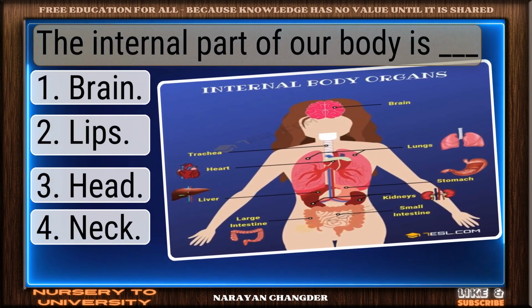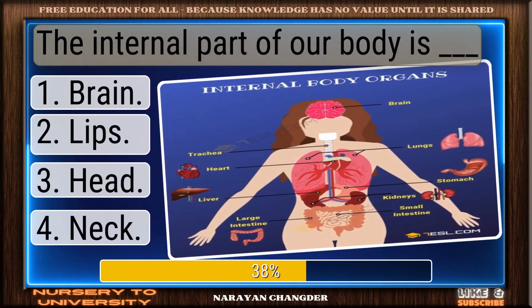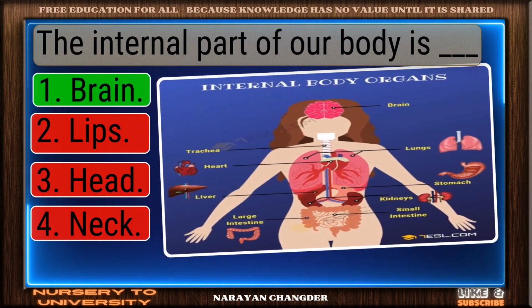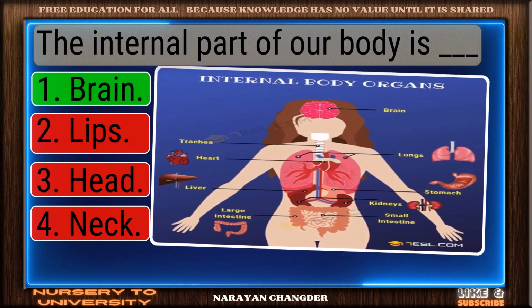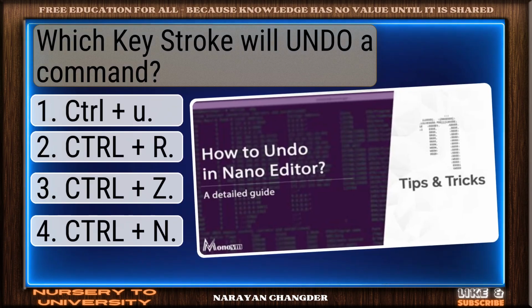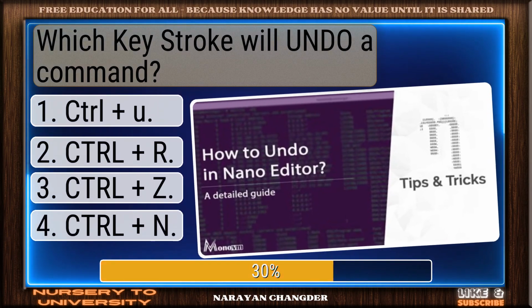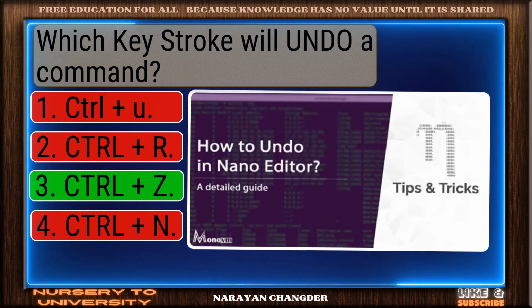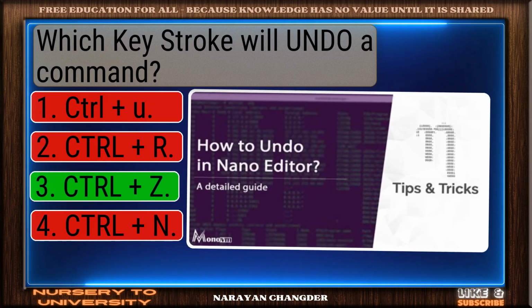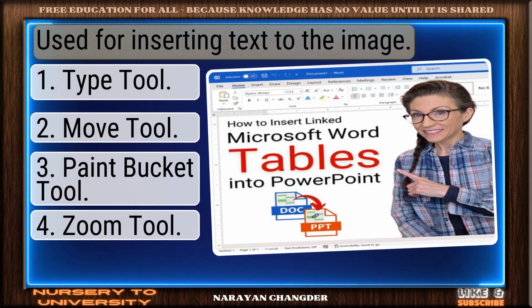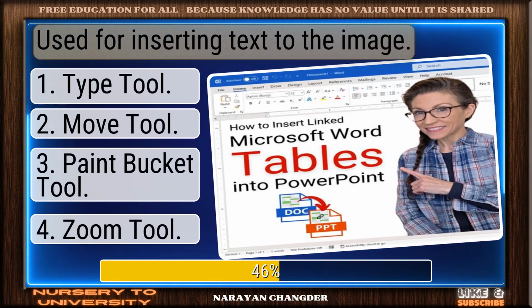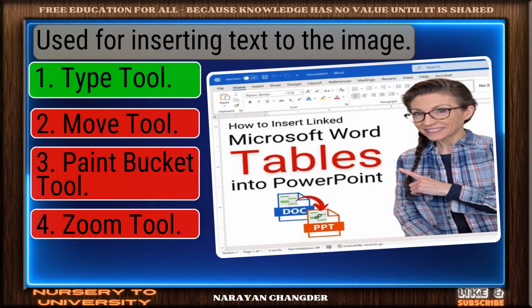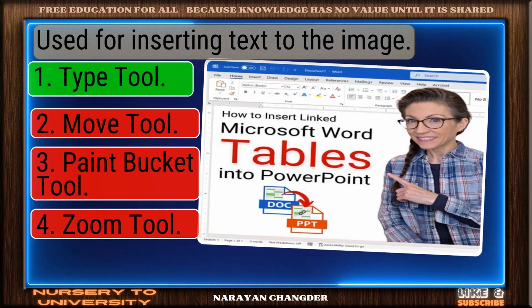The internal part of our body is dash. You got it. Brain fits. Which keystroke will undo a command? Well reasoned. Ctrl plus Z is correct. Used for inserting text to the image. Nice work. Type tool fits perfectly.